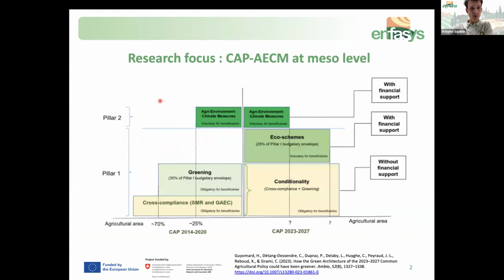So what is our research focus in case study 1? We study the CAP AECM framework, which is located at what we call the meso level, an analytical level where we really like to study between farmers and the big policy strategies. And so we're focusing on the second pillar of the Common Agricultural Policy, around voluntary measures implemented by farmers towards biodiversity and climate objectives that are coordinated by the EU, but also by regional and political actors.